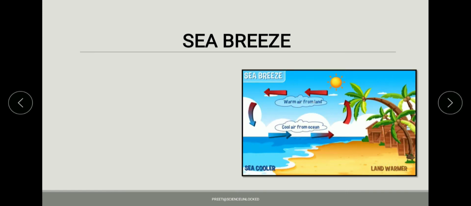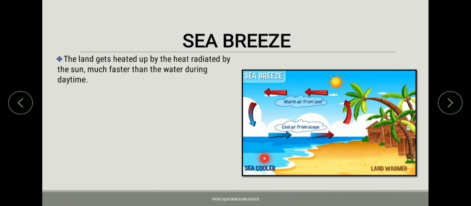Because of this phenomenon, there is another phenomenon that we have to look into, the concept of land breeze and sea breeze. First we are looking into the sea breeze, which is observed in coastal regions, because the energy of the sun in the form of heat received by these two regions will be different. During the daytime, the land will become heated up more easily as compared to water. Water will take some time to become heated up.